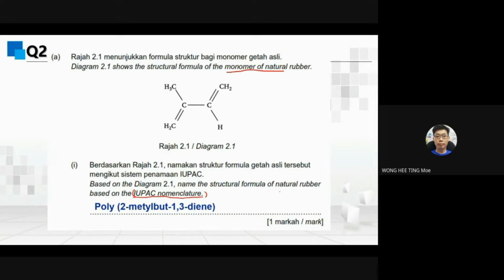If natural rubber, I think your answer should be correct also. Poly means the polymers already, so your answer should be correct. 2-methyl-buta-1,3-diene.